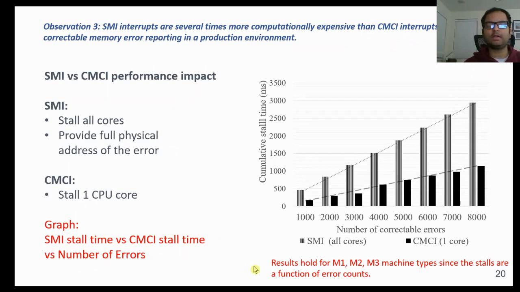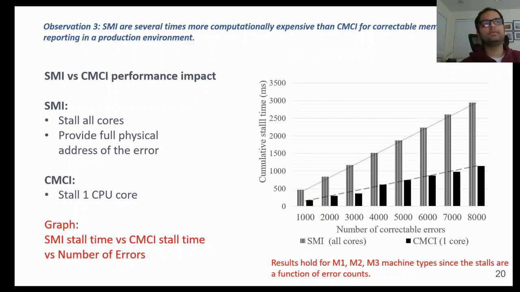And it is also important to note that the results hold for M1, M2 or M3 machine types, since the stalls are a function of error counts. When a particular machine hits this particular error count, this is the number of stalls we would see. So the key observation here is that SMIs are several times more computationally expensive than CMCI for reporting correctable memory errors in a production environment.